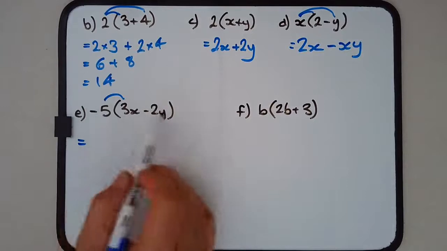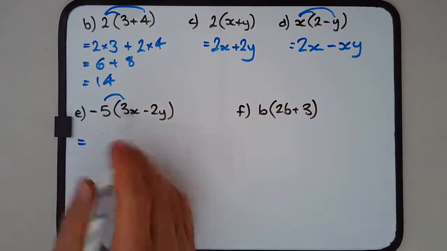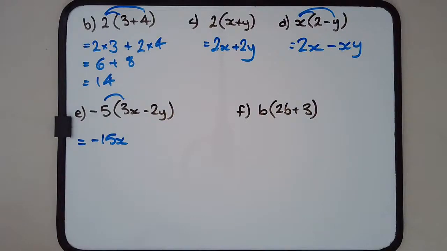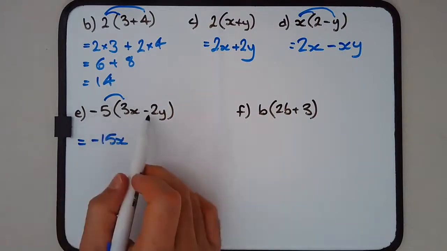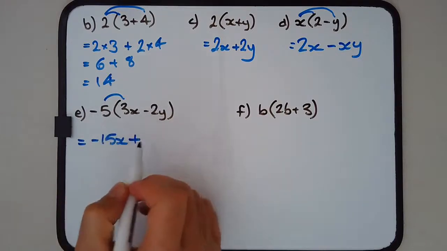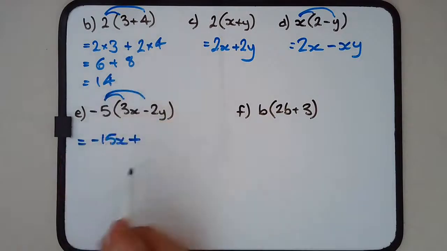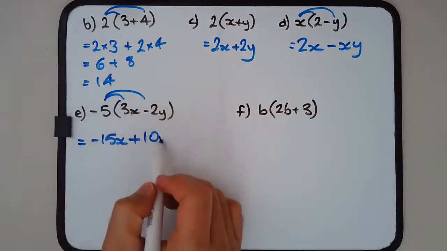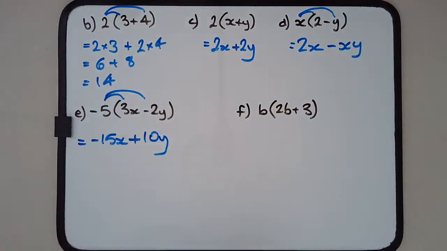So negative 5, expanding this, negative 5 times 3x is negative 15x. What about negative 5 times negative 2y? A negative times a negative gives you a positive. Very, very important to note that. 5 times 2 is 10, and then we have a y on its own there.